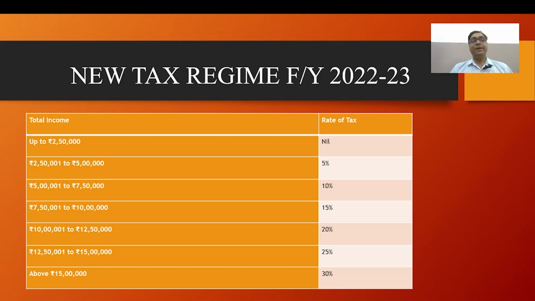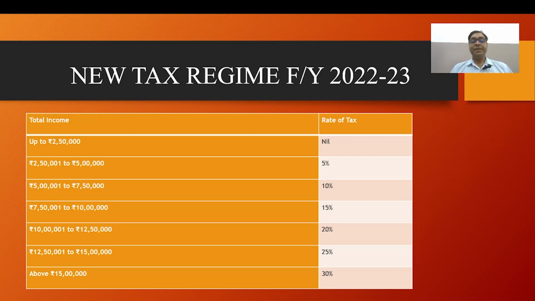Now, once you reach the total income, what is the tax slab? These are the tax slabs implemented in 2022-23. Up to 2,50,000 is nil. From 2,50,001 to 5 lakh is 5%. From 5 lakh 1 to 7 lakh 50,000 is 10%. From 7 lakh 50,001 to 10 lakh is 15%. From 10 lakh 1 to 12 lakh 50,000 is 20%. From 12 lakh 50,001 to 15 lakh rupees is 25 percent.